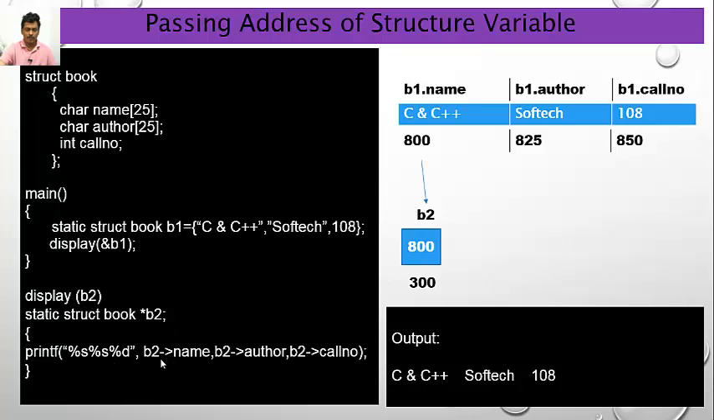So B2 represents the 800. From B2 arrow name, because we get the value from a structure pointer variable, we use the arrow operator: B2 arrow name, B2 arrow author. So it displays C and C plus softec 198. Through this program we pass the address of a structure to a function.